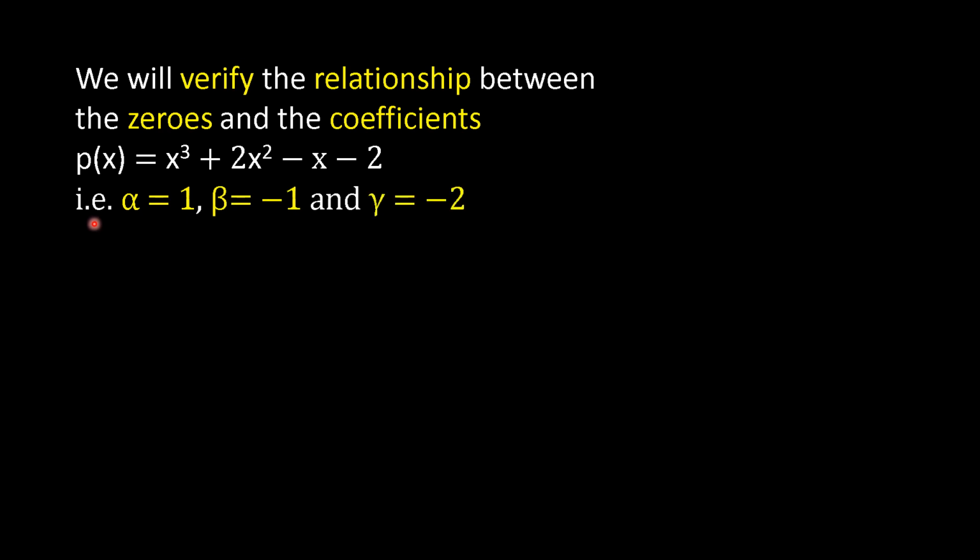Now we will verify the relationship between the zeros and the coefficients of the cubic polynomial x cubed plus 2x squared minus x minus 2, whose zeros are alpha equals 1, beta equals minus 1, and gamma equals minus 2, and the coefficients are a equals 1, b equals 2, c equals minus 1, and the constant term d is minus 2.